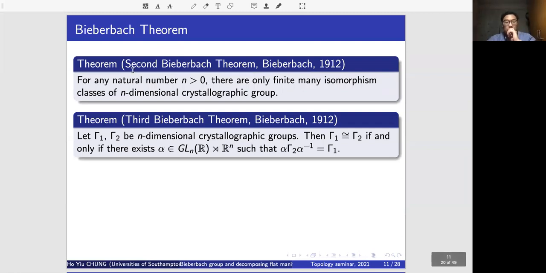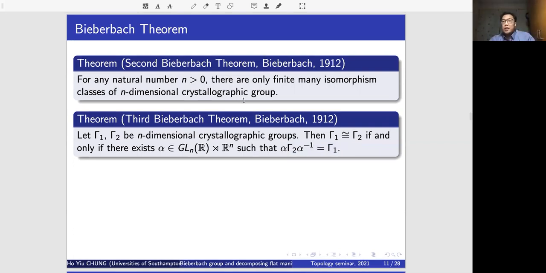And then we move on to the second and third Bieberbach theorems. They were both proved by Bieberbach in 1912. The second Bieberbach theorem says that for any natural number n, there are only finitely many isomorphism classes of n-dimensional crystallographic groups. And the third one says that if two crystallographic groups are isomorphic, then there exists an element inside the semidirect product of GLn(R) with Rn, sometimes called the affine group, such that when you conjugate gamma 2 with alpha, you get back gamma 1. All right.